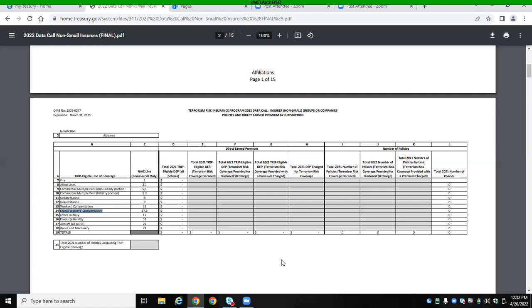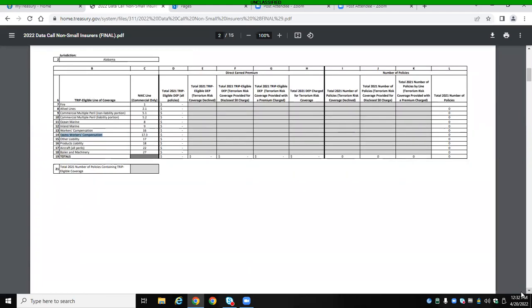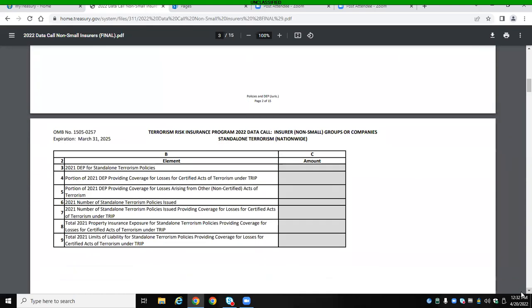Again, there are no fundamental changes other than changing the dates of the call. So this should be exactly the same as it's been for you in prior years. Okay, the next worksheet is the standalone terrorism coverage worksheet. This one is on a nationwide basis. There's no allocation by states for purposes of this. Again, there are no changes to this worksheet.